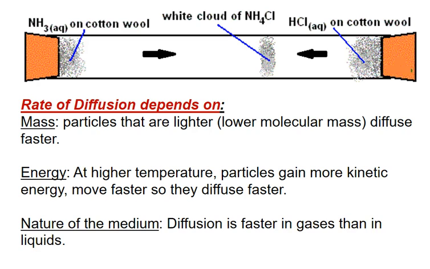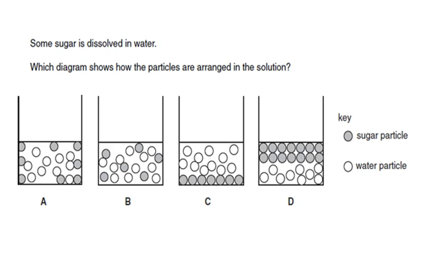Another factor that affects the rate of diffusion is the nature of the medium. So particles that are diffusing in gases would diffuse faster than if they were diffusing in liquids. Remember that diffusion does not happen in solids. You cannot have something diffusing through solids.